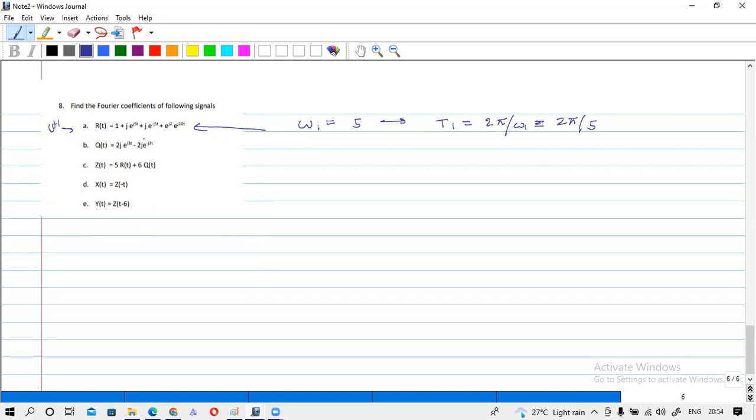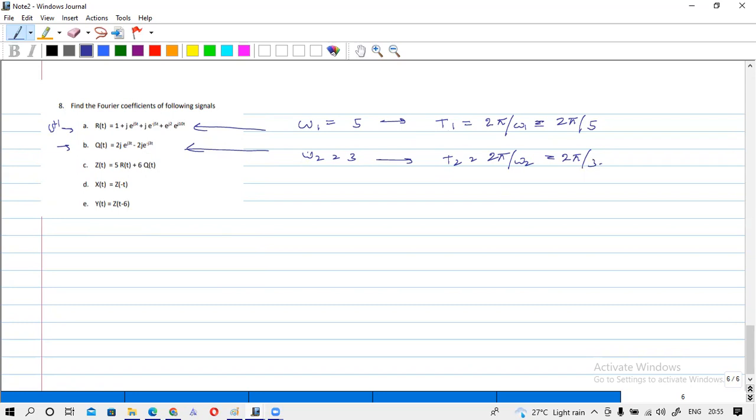If you consider this signal, the lowest frequency is 3. Let's say that is the second signal, so omega 2 is equal to 3. So you have T2 equal to 2π by omega 2, this is the definition. Here you have 2π by 3. So you have found T1 and T2.